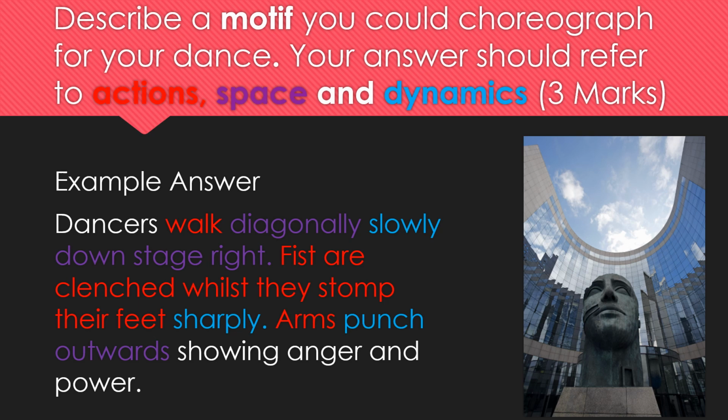Dynamics, again, really easy to add in. Slowly, sharply, they punch. You could have explosive, they could do it soft. Really easy to get these 3 marks. Just make sure the motif is sequential and that you have named an action, a space, and a dynamic. And it's not just that they've walked downstage, it's that they've then had their fist clenched, they've stomped their feet, and their arms have punched outwards. It's more than one movement.